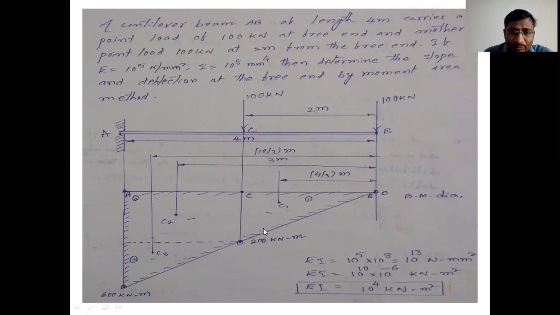How to join these 3 points? If there is no load between B and C, the bending moment diagram is a straight inclined line. And in between A and C also straight inclined lines. Therefore we will get the bending moment diagram like this. So we have 3 individual areas. This is first area, second area and third area.